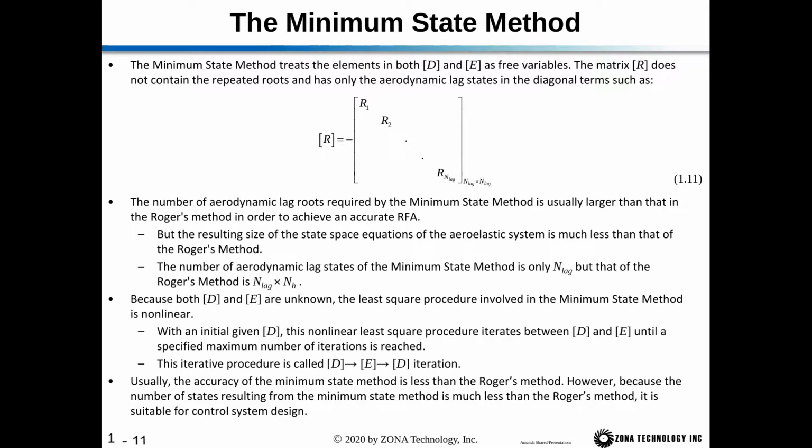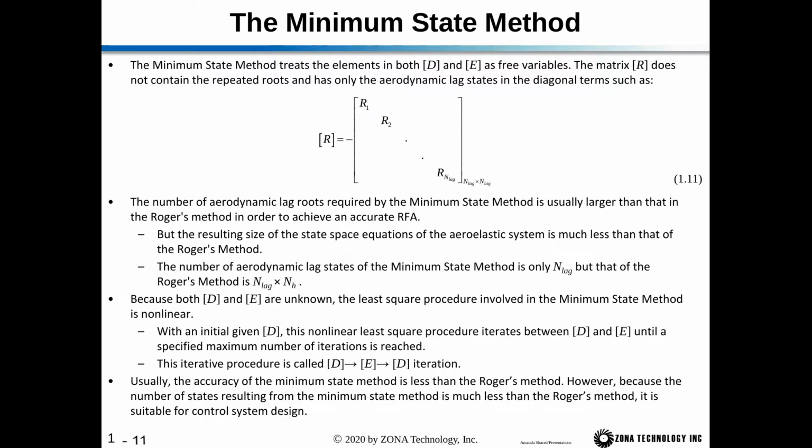Now, because in the minimum state method both D and E are unknown, the least square procedure involved in the minimum state method is nonlinear. So with an initial given D, the nonlinear least square method procedure iterates between D and E until a specified maximum number of iterations is reached. So we start with a given D and then solve for E using that least square procedure, and then we use that E as the given and solve for D, and that's one iteration. And then you'll go through this iteration several times until D and E converge.